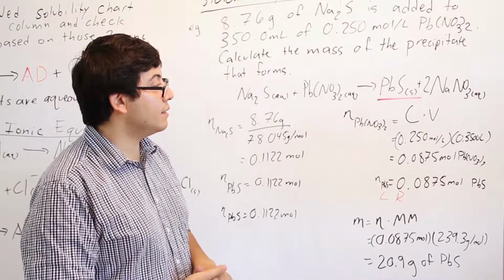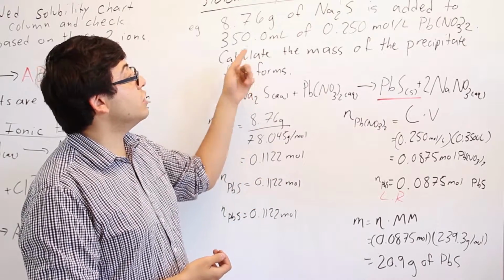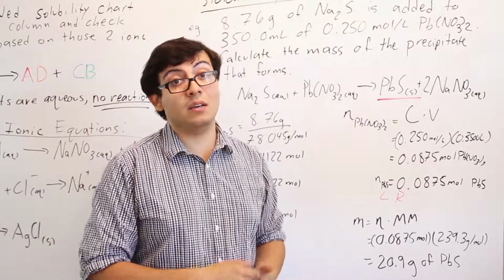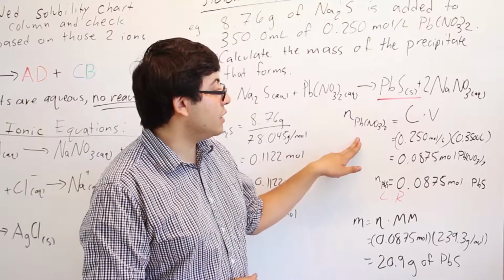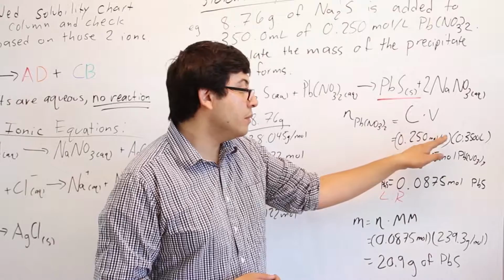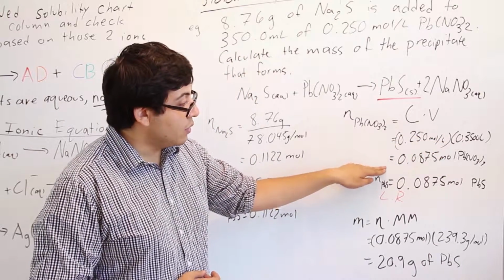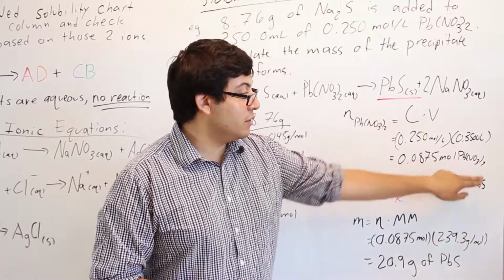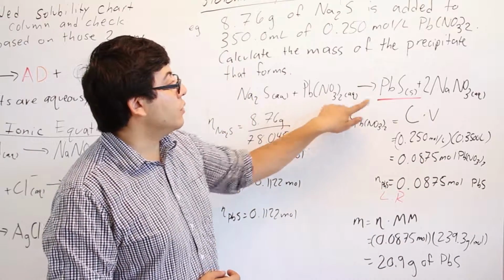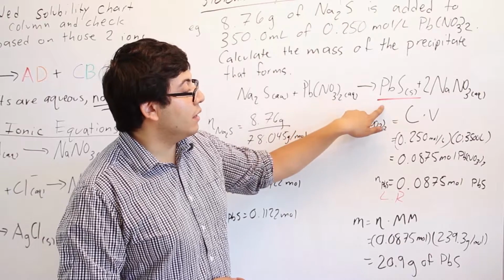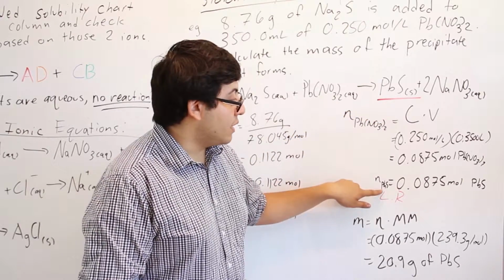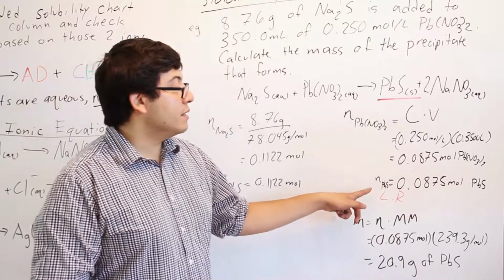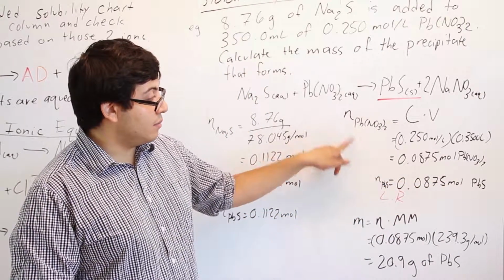We're not given the mass in this case, but we are given the concentration and the volume, because it's a solution. So we can find the moles from C equals n over V. I've rearranged it here to n equals C times V, which gives us, if we work it out, 0.0875 moles of lead 2 nitrate. Also because it's a 1-to-1 ratio between lead 2 nitrate and lead 2 sulfide, we should get 0.0875 moles of lead 2 sulfide.